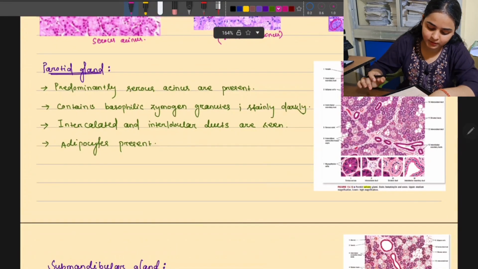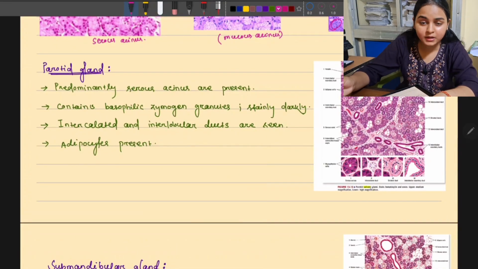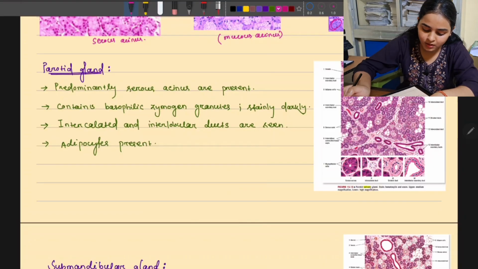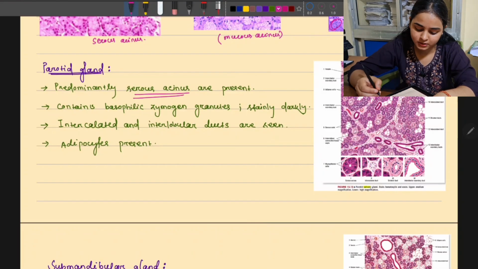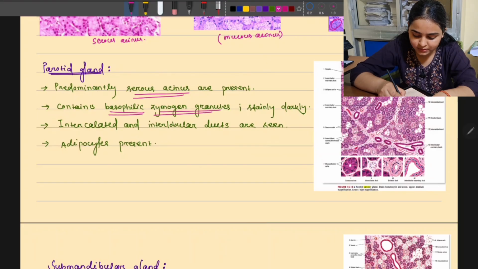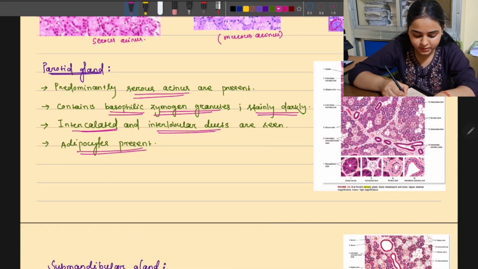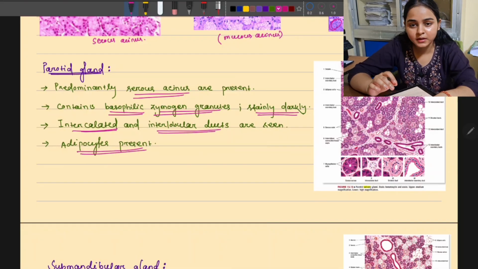Now come to the parotid gland slide. So what are the identification features of parotid gland? It is predominantly serous acinus in nature, we already discussed it, and it contains basophilic zymogen granules, so it's stained darkly, and intercalated and interlobular ducts are also seen. Adipocytes may be present. These are the identification features.